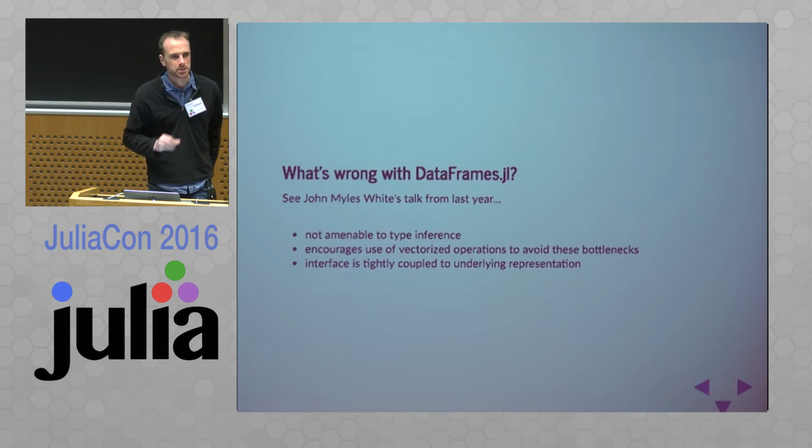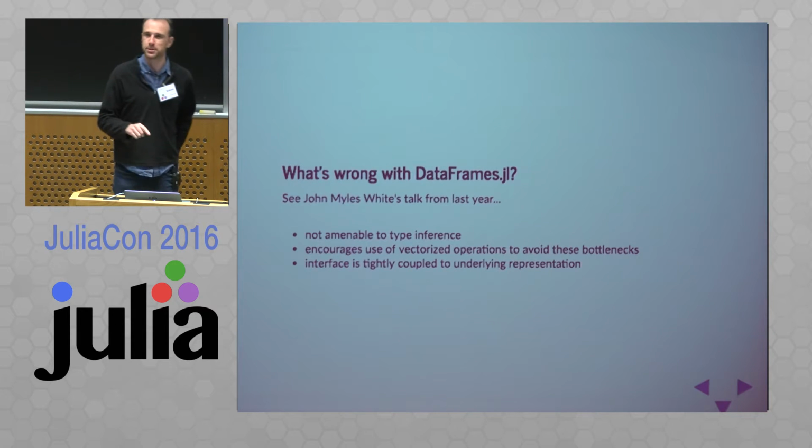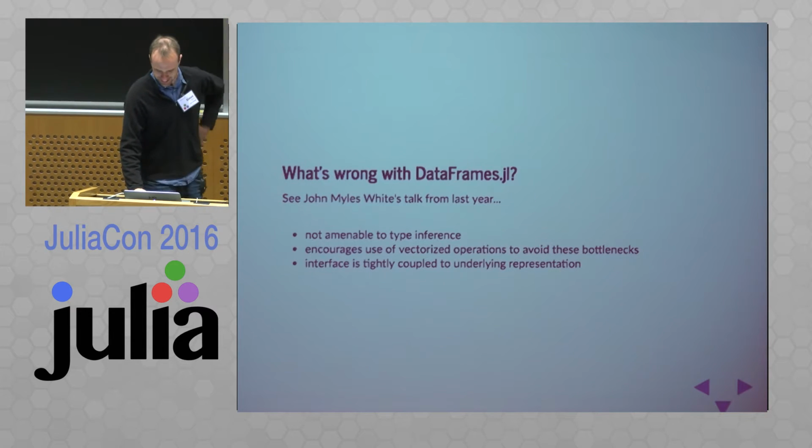So I guess I'm continuing a theme on here. John Miles White gave a talk last year about data, extensively focused on data frames and how to improve it. I wasn't at the talk, and he's not here this year, so I get to recover the whole same material again. But the core problems boil down to it's not amenable. The way it's structured is not amenable to the optimizations that Julia can do, which namely are type inference and the various things that are built on that.